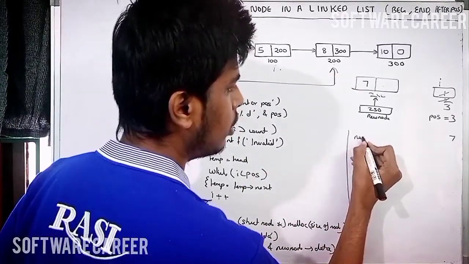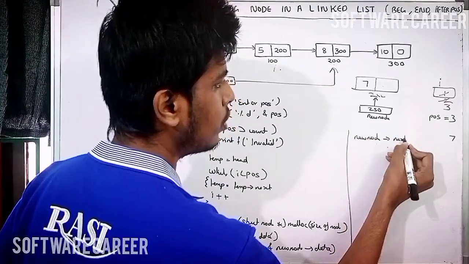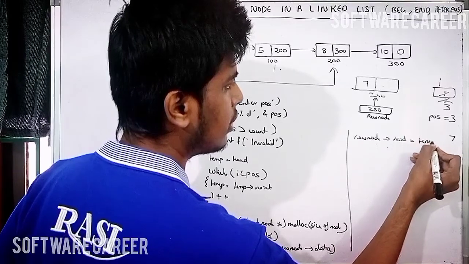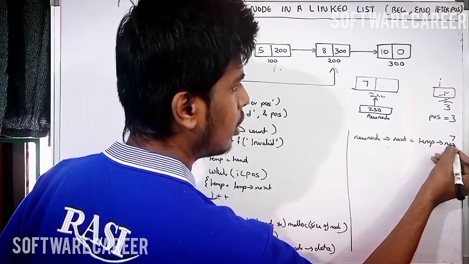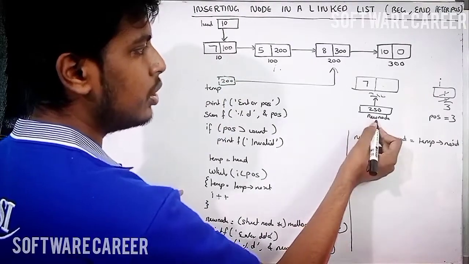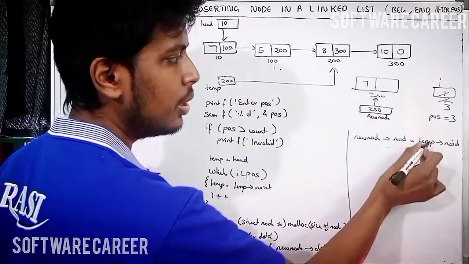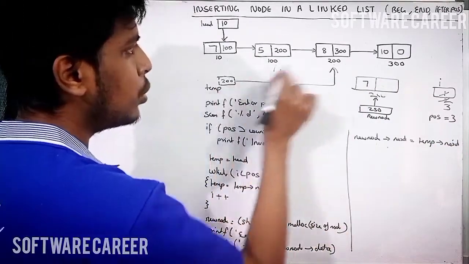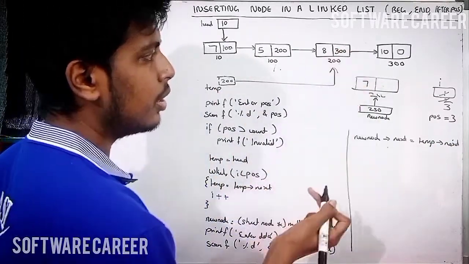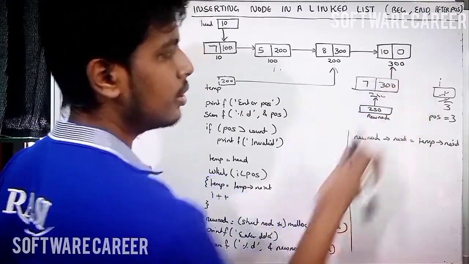Now newnode->next = temp->next. What is newnode->next? New node is 250, and 250's next is this pointer. In this pointer I should store the temp->next value. Temp is 200, and 200's next is 300. So 300 is stored here, and it creates a link like this.